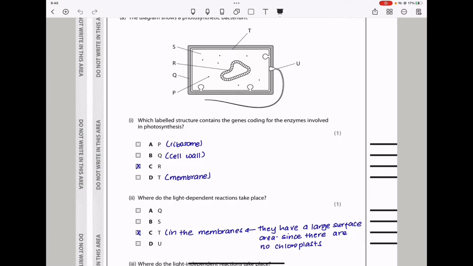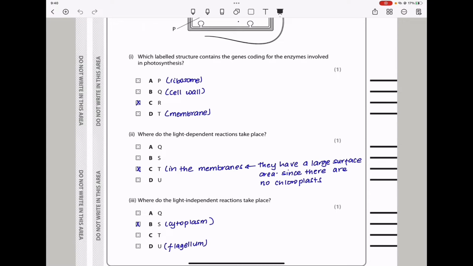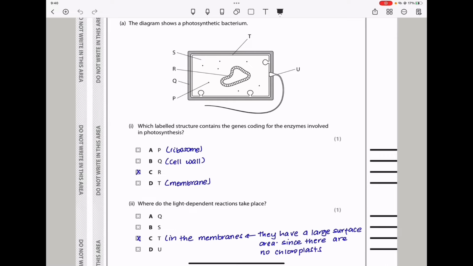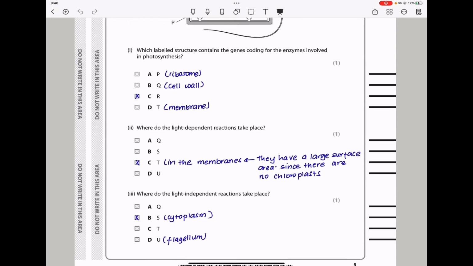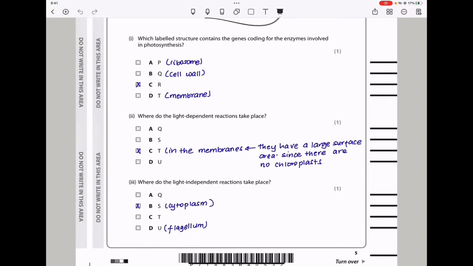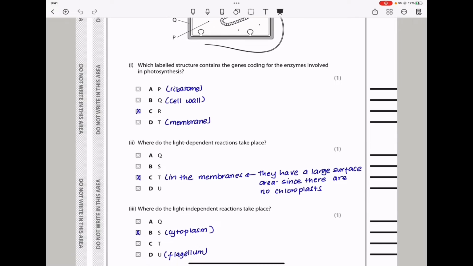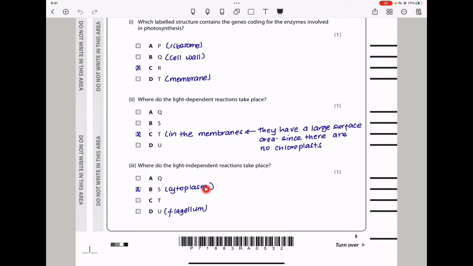You can see P is going to be the ribosome, Q is the cell wall, and T is the membrane. And down here they ask, where do the light-dependent reactions take place? They take place in part T. Remember, this is a bacterium, so they take place in part T, which is going to be the membrane. And then they ask, where do the light-independent reactions take place? The light-independent reactions will take place in the cytoplasm, which is going to be region S. So here, B is my answer.